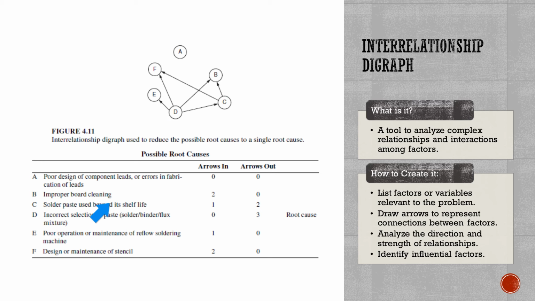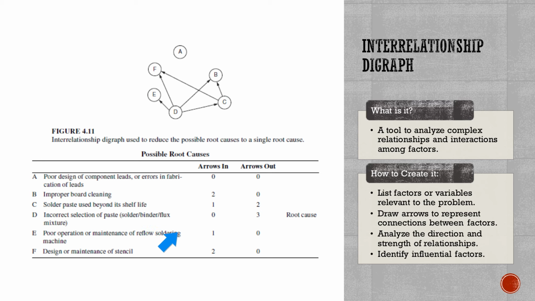So what is F? Design or maintenance of stencil. And then also from D will result in B, which is improper bolt cleaning, and then also from D will result in C. So C is solder paste used beyond its shelf life. So this is the reason incorrect selection of paste may bring these causes.